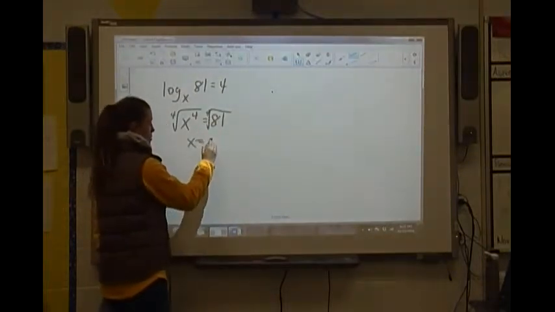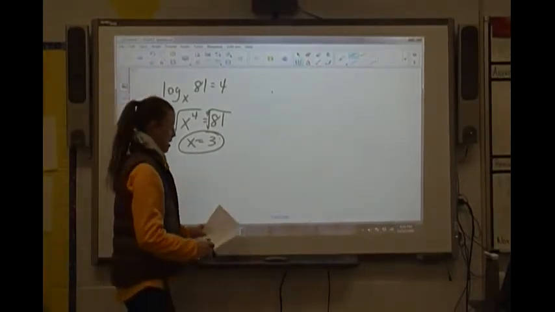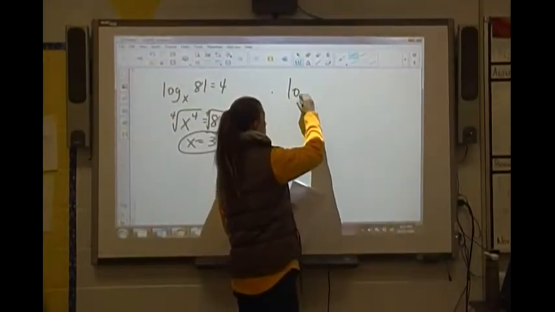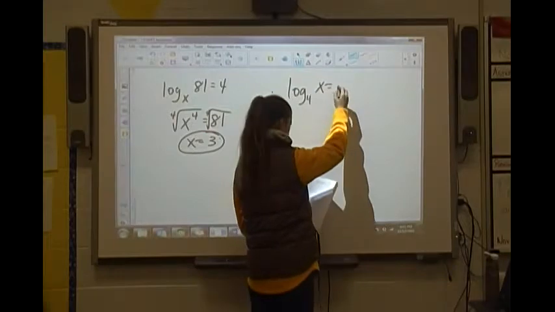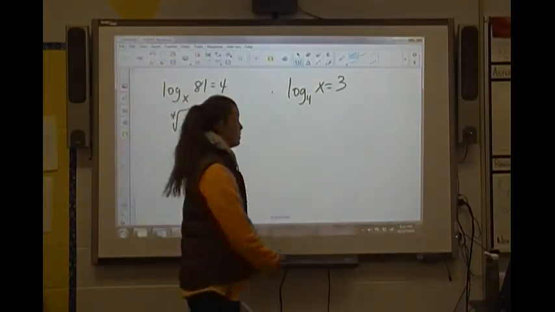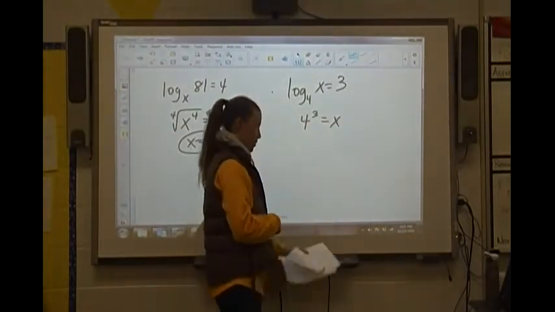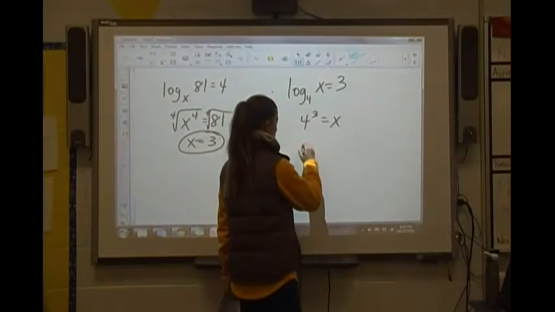And I get x is equal to 3. My next one here, log base 4 of x is equal to 3. I'm going to change form so that I can solve. So 4 to the 3rd power equals x, and 4 to the 3rd power is 64.